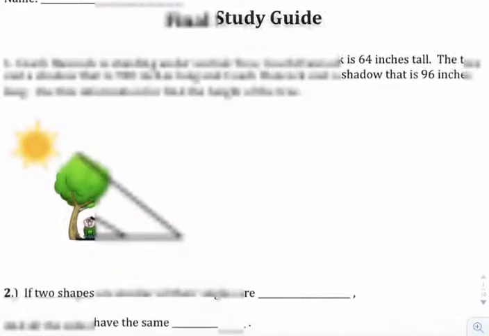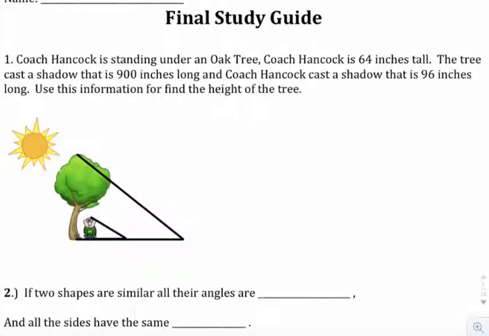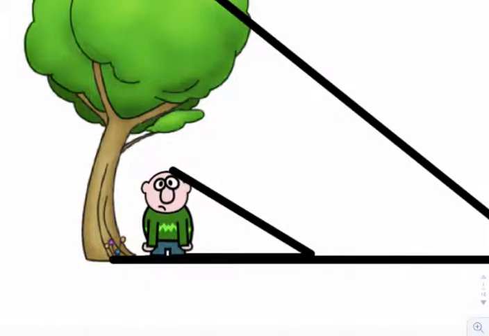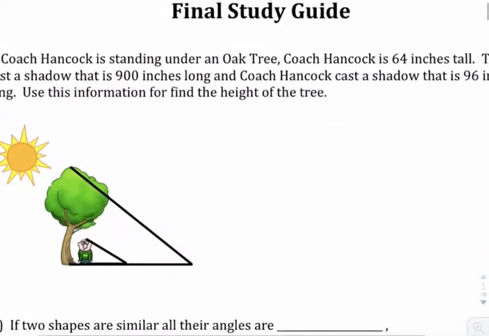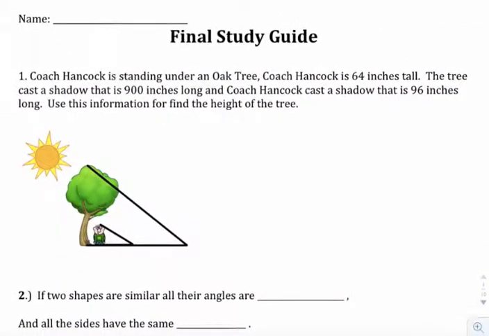Let's start this. First question: Coach Hancock is standing on an oak tree, and Coach Hancock, who's that guy right there, is 64 inches tall. The tree casts a shadow 900 inches long, and Coach Hancock casts a shadow 96 inches long. Use the information to find the height of the tree.